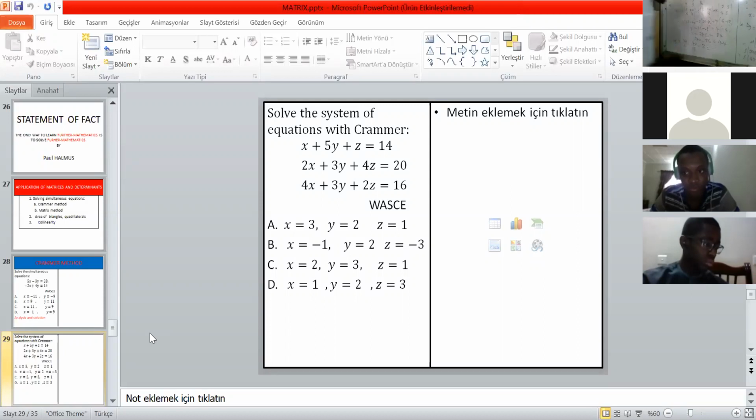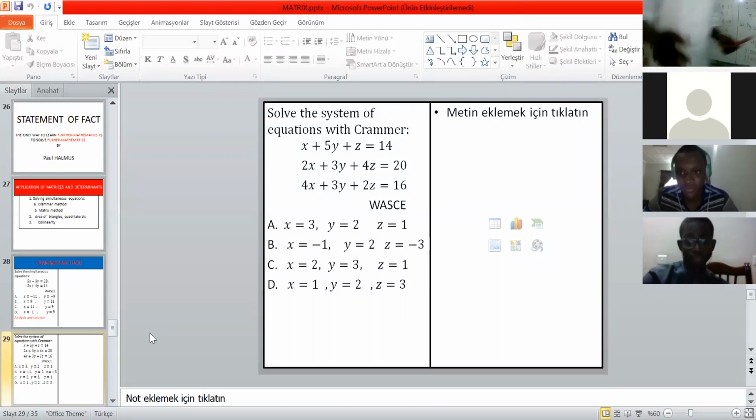3. Bingo. Therefore, our x is what? 1. Y is equal to what? 2. And z is equal to what? 3. So that's all. If you insert this in the given equation 1, I have this 1 plus what? 10 plus what? 4. I obtain 14, as a check for me.